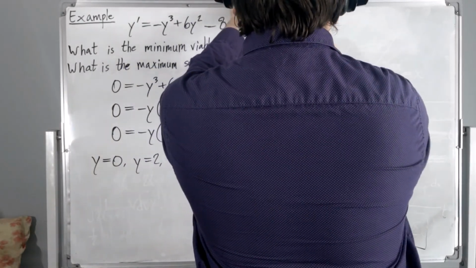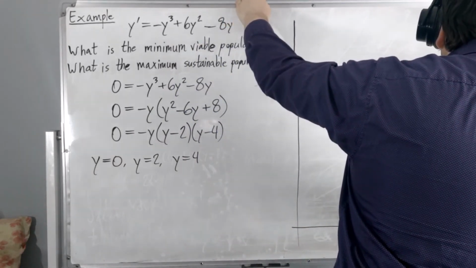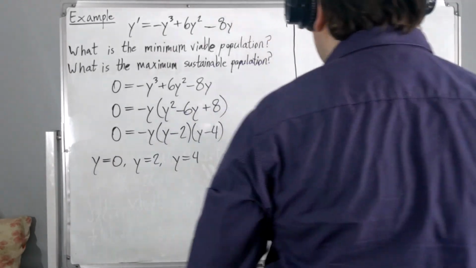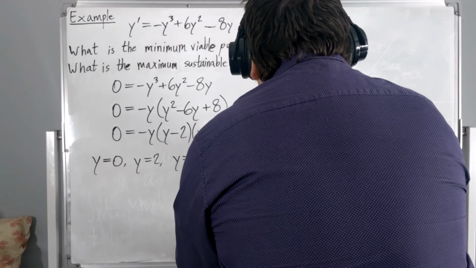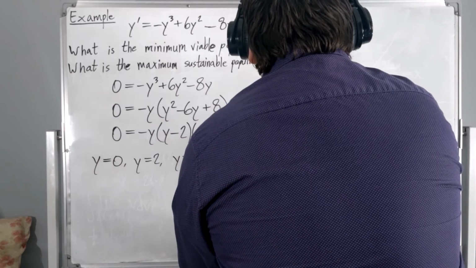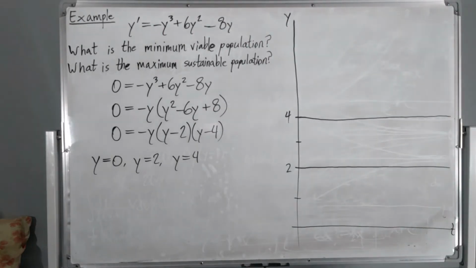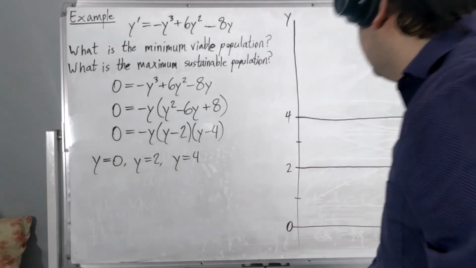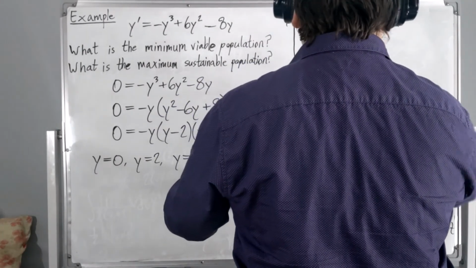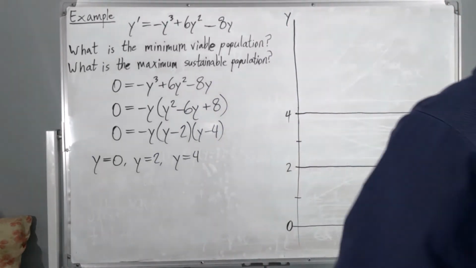So let's draw them. So here is our t-axis, and here's our y-axis. Let's say 1 is here, 2 is here, 3 and 4. And of course 0. I can do better than that. It's a little bit better.